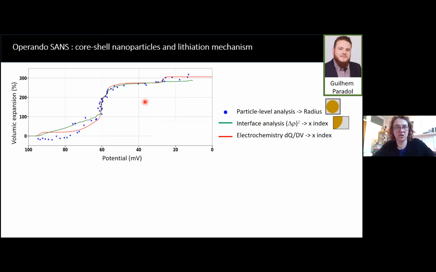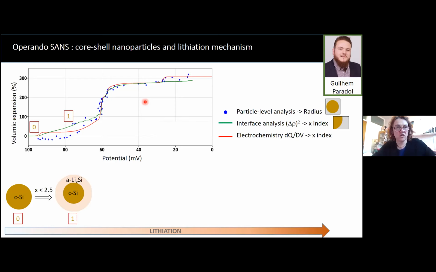And now we can interpret a bit what we see. We start from a crystalline silicon nanoparticle, and in the first region, region 1, we have a continuous increase of the lithiation index. We have this core-shell structure that is developing.